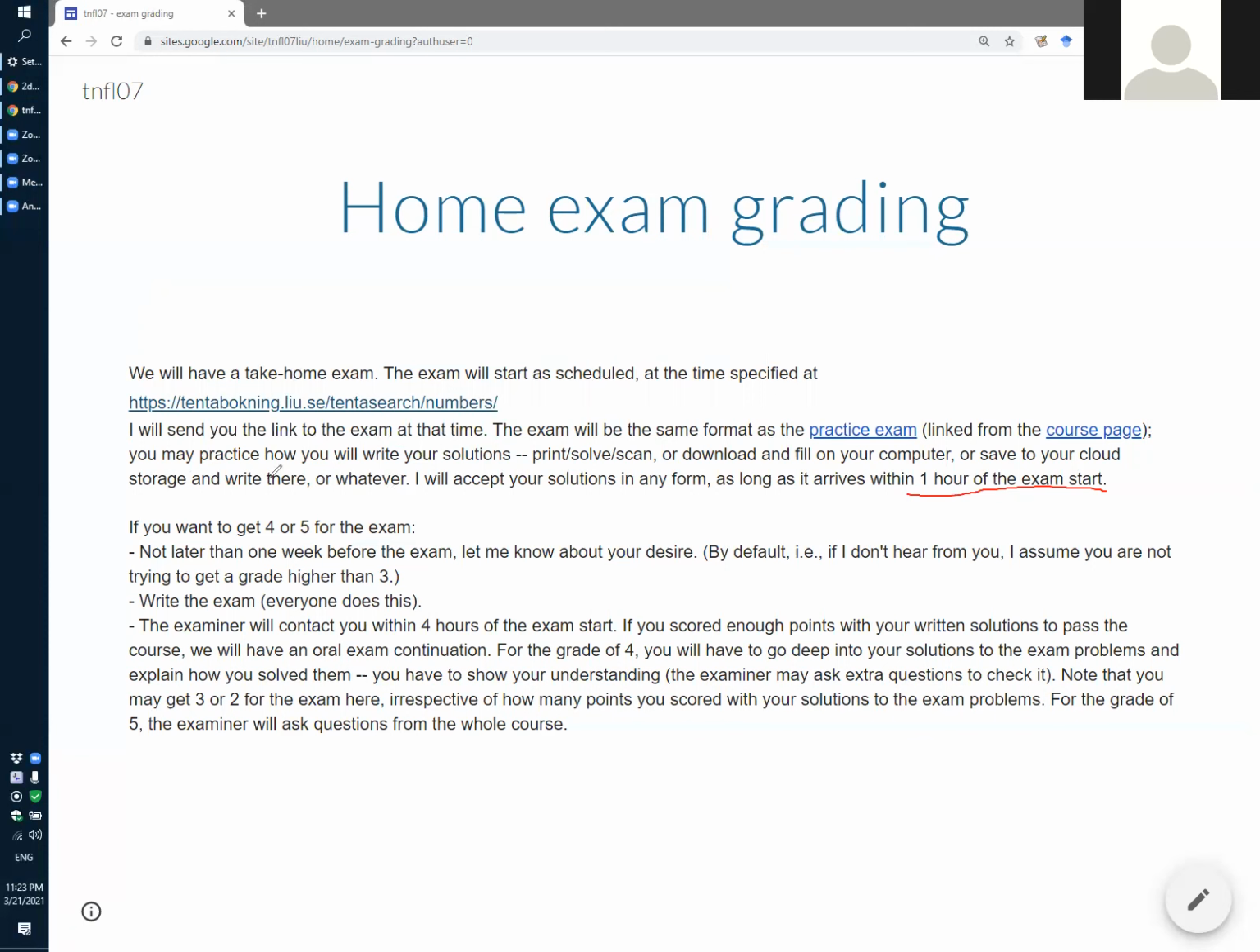There are various ways in which you may write your solutions. You may print and write with pen or pencil and then scan, or fill it in electronically, or do it in any way you like. I will essentially accept the solutions in any form. You will have to get 50 points out of 100 on the exam in order to pass the course.